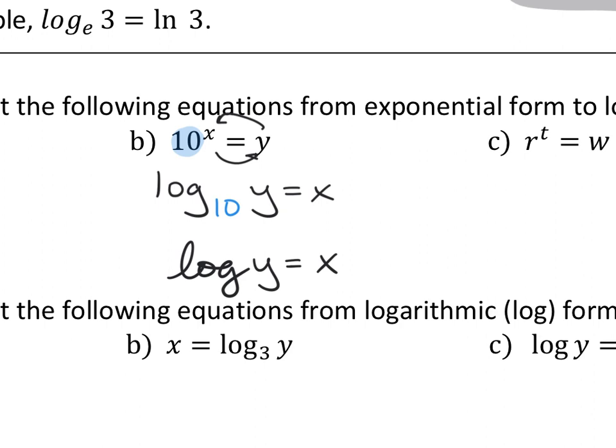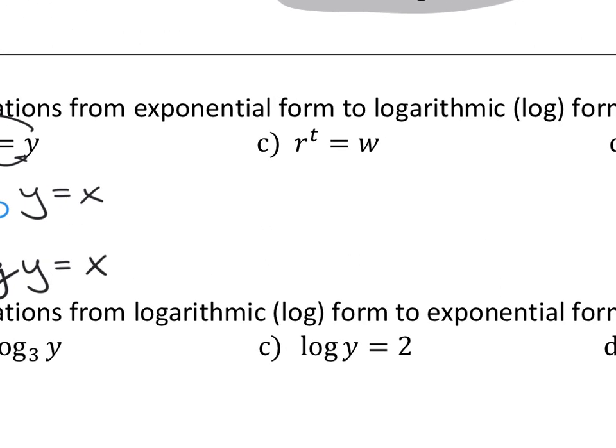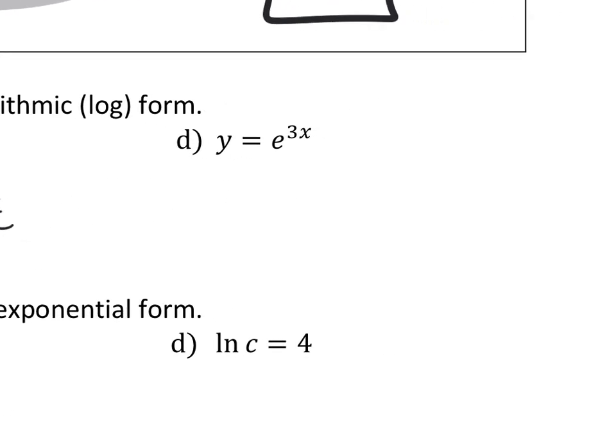For part C, what is the base? R. So r raised to the t power is equal to w is equivalent to, if we flip-flop these, log with a base r of w is equal to t. And then the last one, what's the base for D? E, very good. Okay, so E is my base. That means my base is on the opposite side of the equal sign. Don't worry. We write log with a base of E.